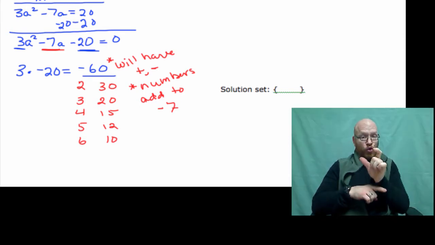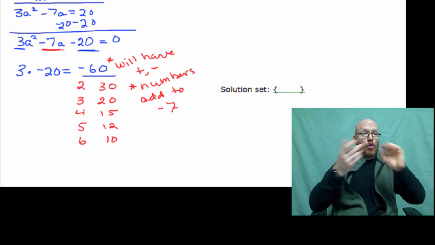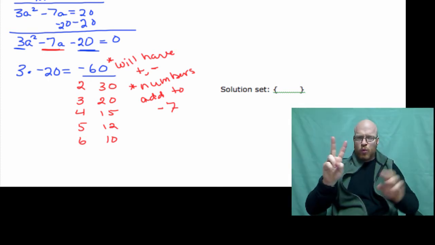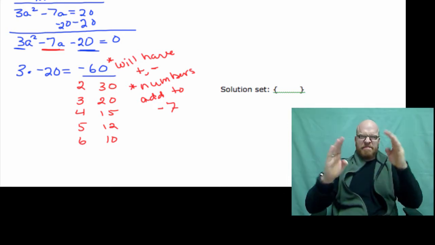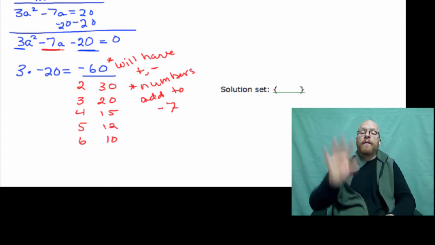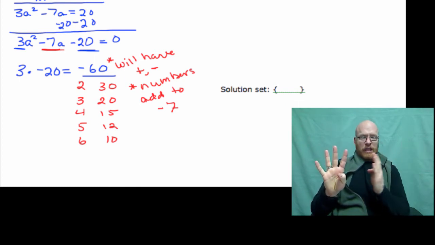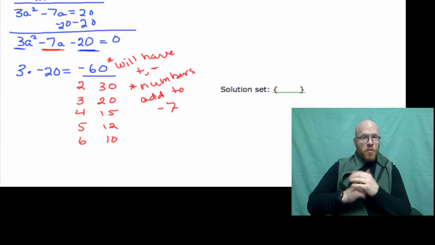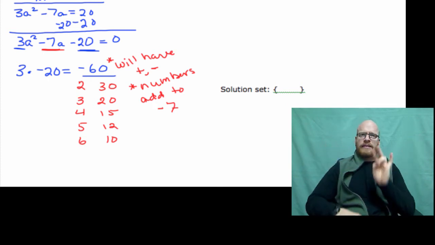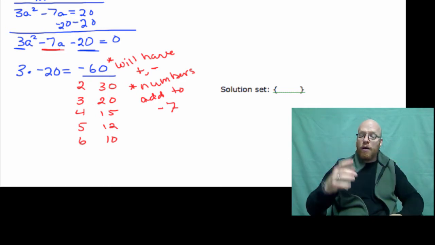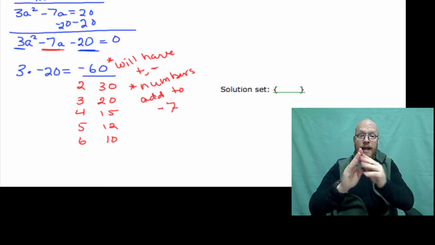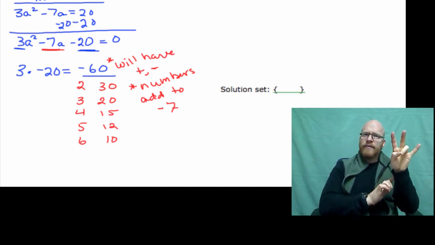They're both going to be positive numbers, but I know the middle term needs to be negative 7, meaning the bigger number is going to be negative. Now I need to see which pair has 7 between them. Not 2 and 30, not 3 and 20, 4 and 15. There's 11 between them. Well, we're getting close. 5 and 12. There is 7 between them, meaning 5 plus 7 is 12. So if we have a positive 5 added to a negative 12, the answer is negative 7.